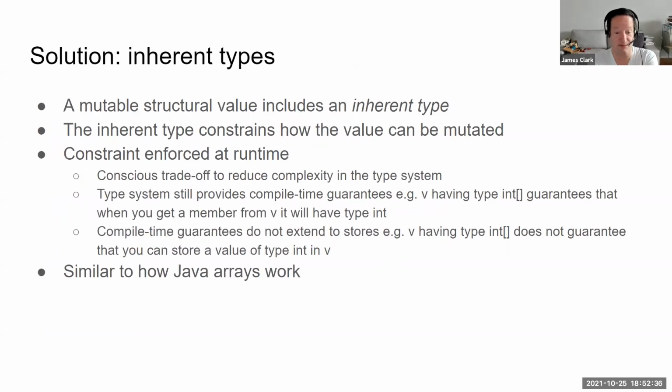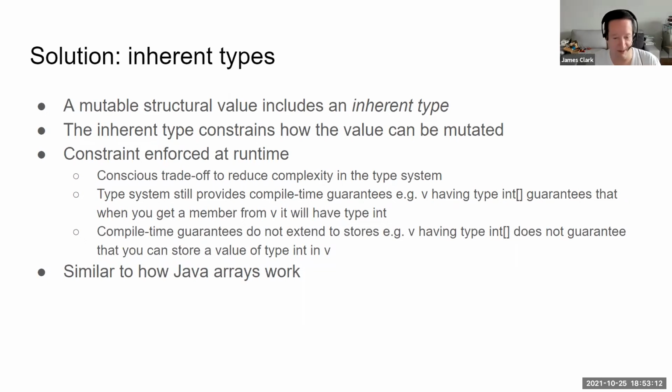It's the same problem that Java arrays have. Our solution to this problem is to say that a mutable value has what we call an inherent type. What the inherent type does is constrain how the value can be mutated. This constraint is enforced partly at compile time, but ultimately at runtime. So we're trading off here to keep things simple.